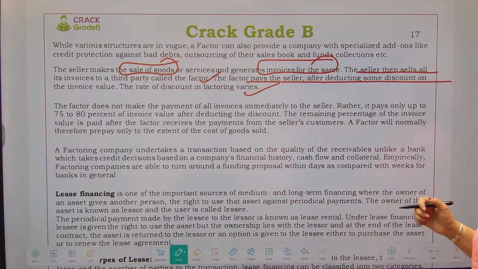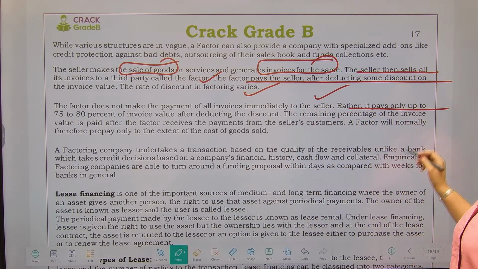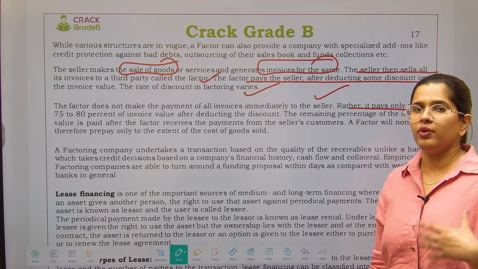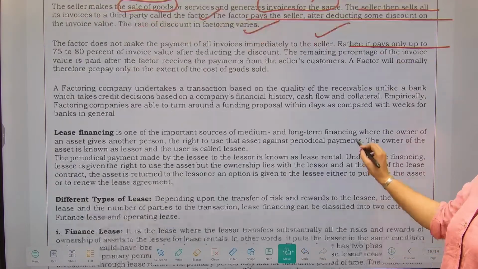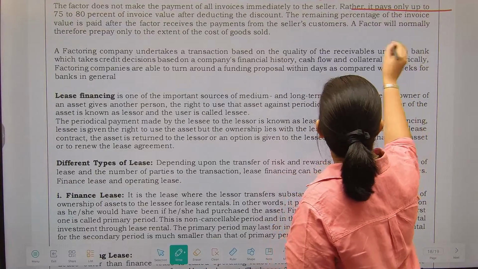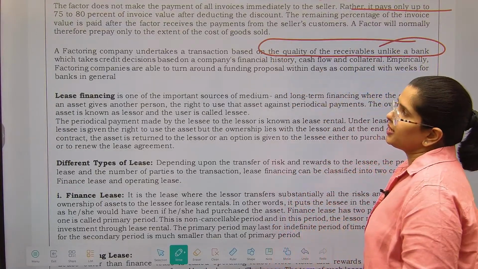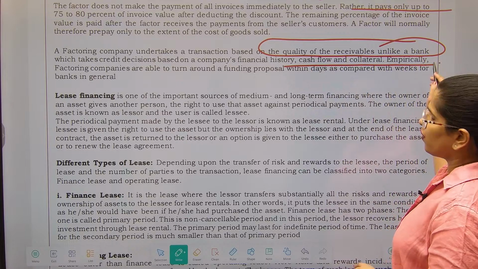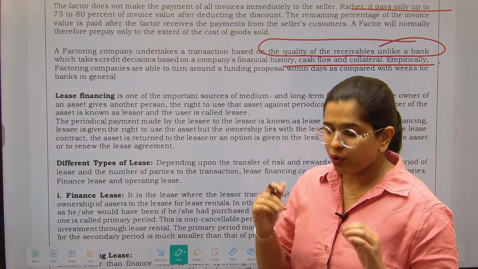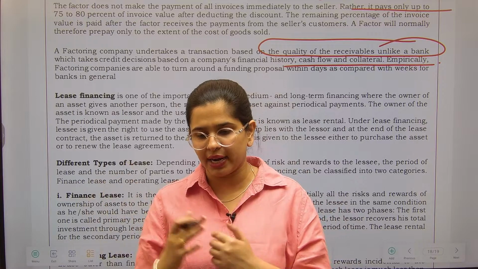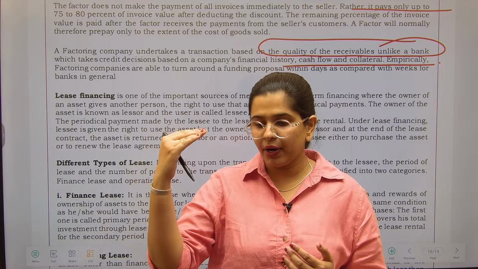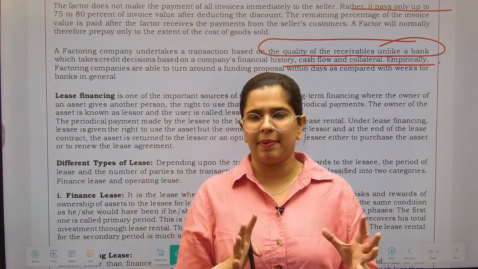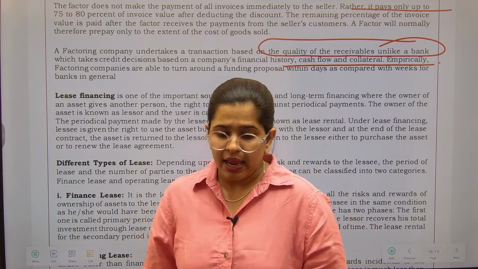The factor does not make the payment of all the invoices immediately. Rather, it pays only up to 75 to 80% of your invoice value. A factoring company undertakes transactions based on the quality of the receivables, unlike a bank which takes the credit decision based on financial history and cash flow as collateral. A factoring company sees to whom you have sold the goods, right? If you have sold the goods to a big corporate, the quality of receivable is good. If that particular person has been consistent in making payments, then the quality of receivable is good. Now this was factoring.